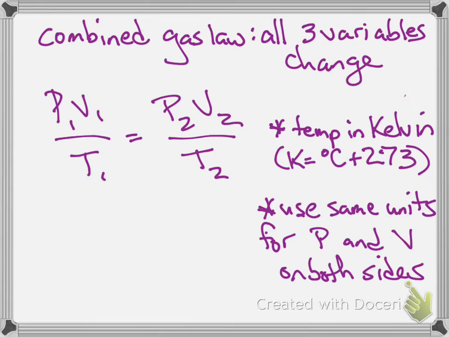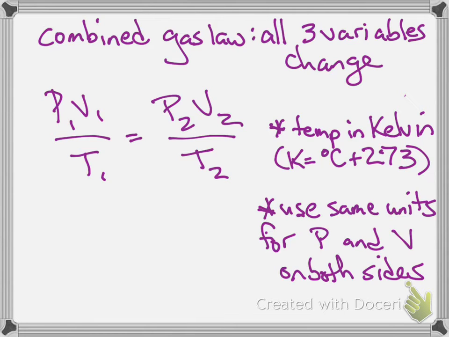And as the name would suggest, this is a law that we would use essentially by combining the three laws that we've learned so far. For each of the laws that we've learned so far, we've held one quantity constant, either pressure, volume, or temperature. In this case, we're looking at a situation in which all three variables change.